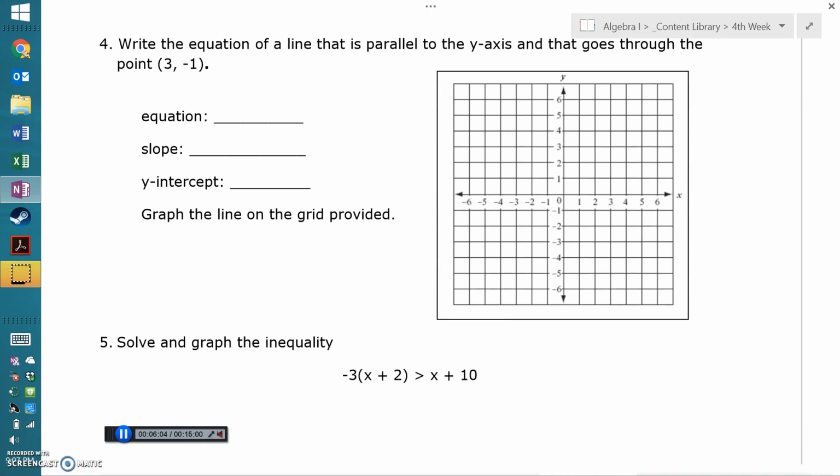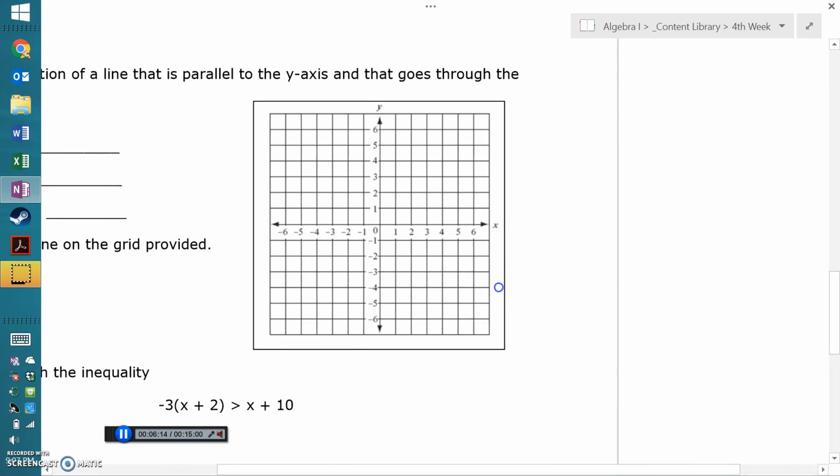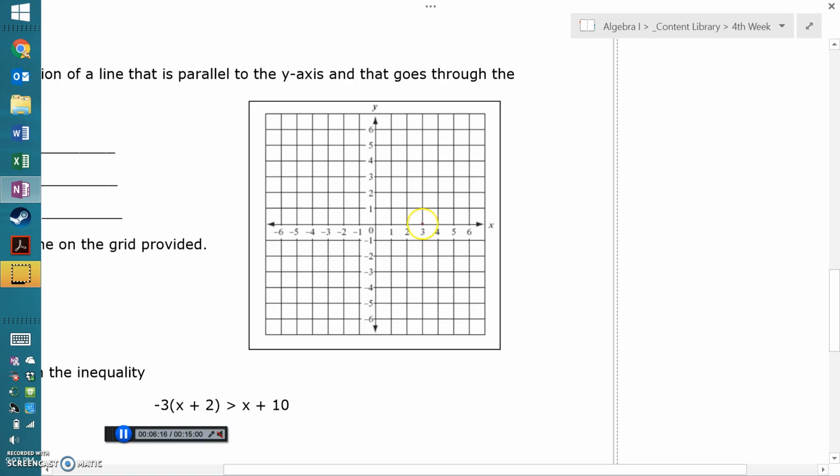Now, number 4 is a little bit different of a question, something that we haven't asked y'all in a while. So let's go ahead and get started. Point is 3, -1. So 1, 2, 3, -1.